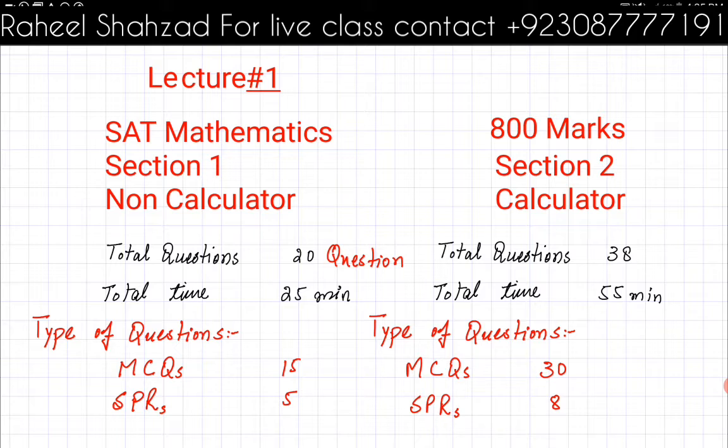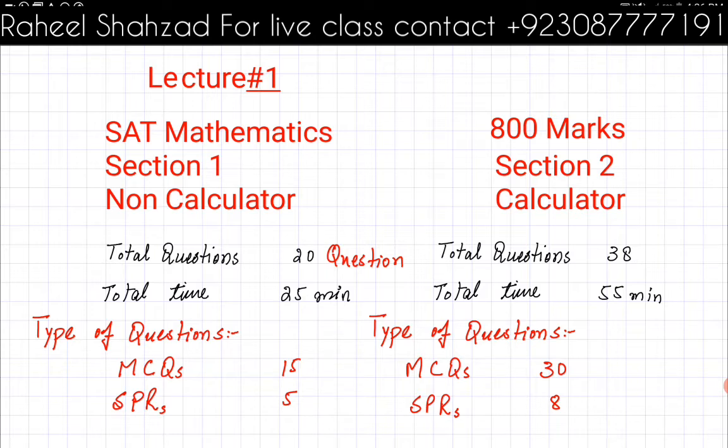Okay, let's discuss the type of questions. Now, what type of questions would be there in SAT exams? There are basically two types of questions. Number one is known as multiple choice questions or MCQs. In this section, out of 20 questions, 15 questions are MCQs and 5 questions would be student produced responses. Okay, you just need to do a bit of calculations before submitting your answers.